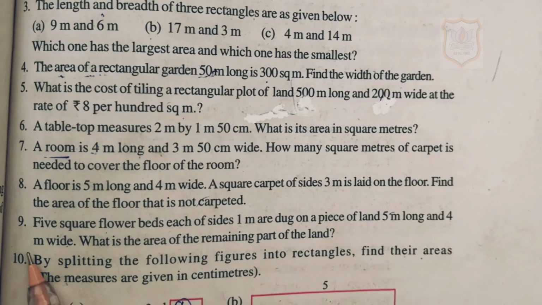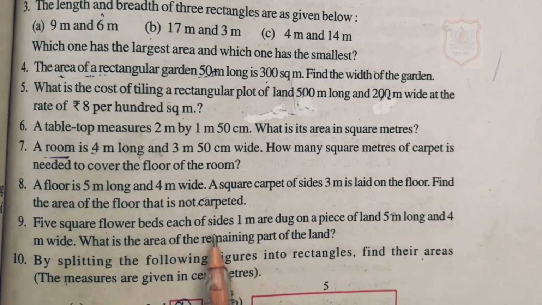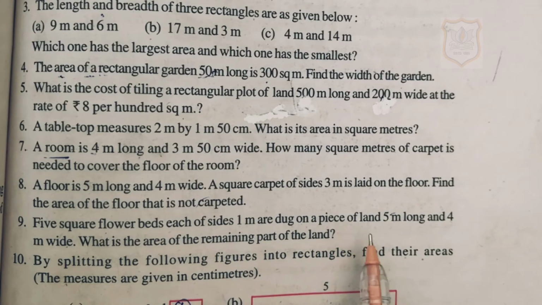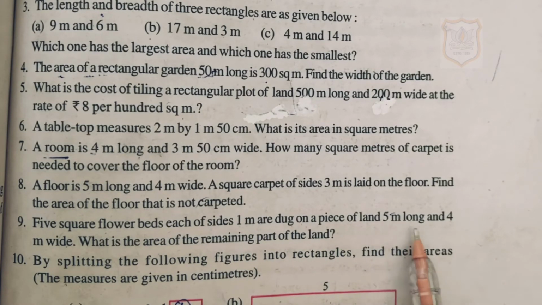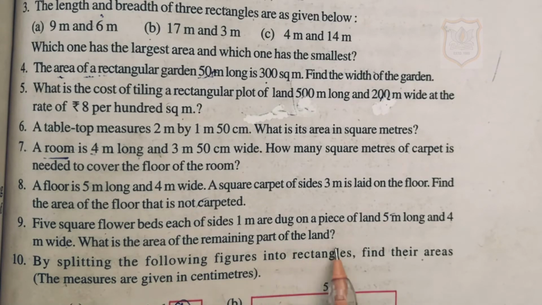Question number 9 of exercise 10.3. 5 square flower beds each of side 1 meter are dug on a piece of land 5 meter long and 4 meter wide. What is the area of the remaining part of the land?